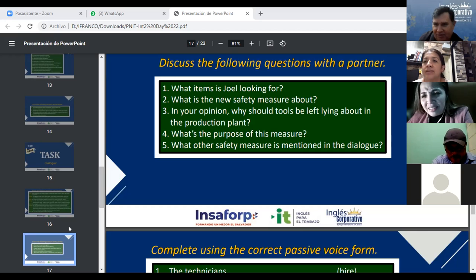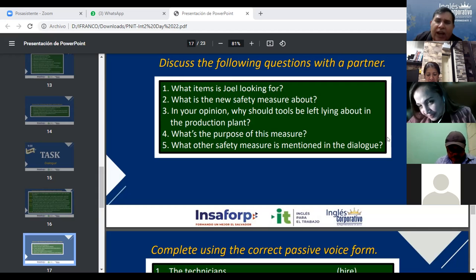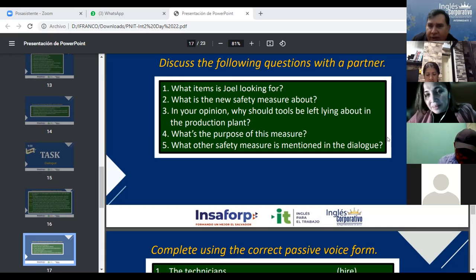Disorganized. Exactly. I think the question is not why should the people leave them, but why do the people leave them? How do you say cascarita, teacher? It's skin, banana skin. They say should, has to be do. In your opinion, why are tools left behind or left on the floor? It's not necessary, right?